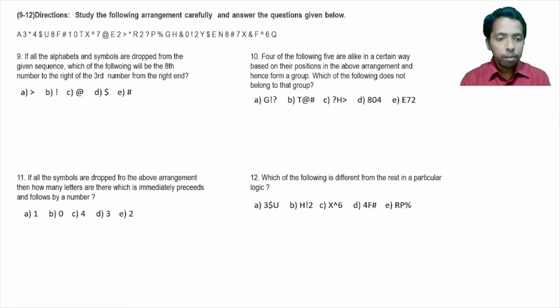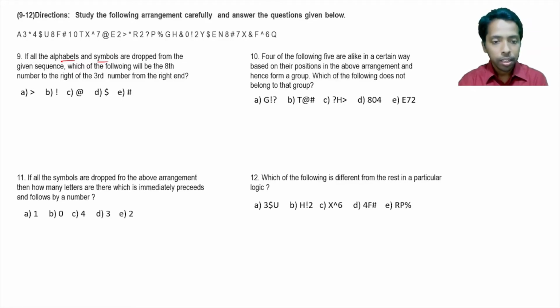Here is a little bit higher level. You can see here, alphabet, number and symbols all are included in this set, right? Again, 4 questions. Question number 9 here. If all the alphabets and symbols are dropped from the given sequence, that means only numbers would prevail here. Now, which of the following will be 8 number to the right of third from the right end?